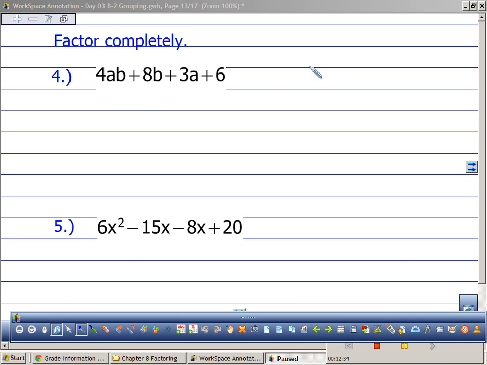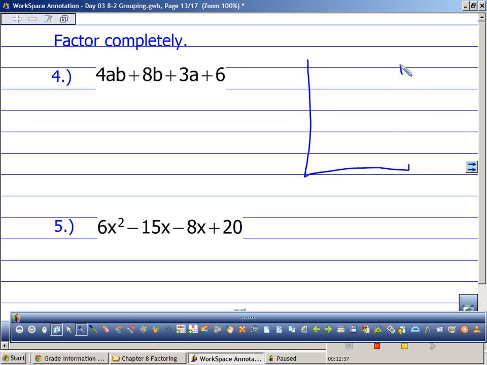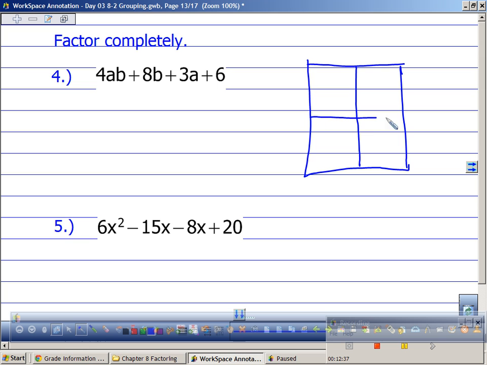Okay, so if I were to look at this, I'm going to do these simultaneously. I'm going to do a box. Actually, let's do the box first. Okay, so where would I put 4AB? At the corner. Top corner. 4AB, 8B, 3A, 6.